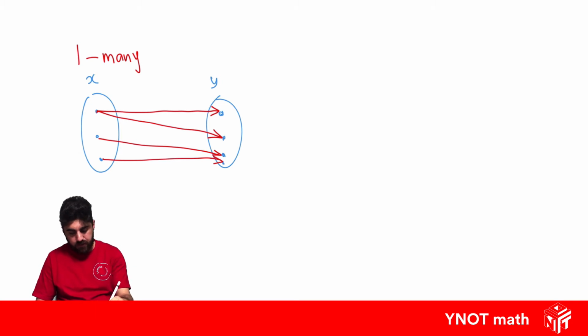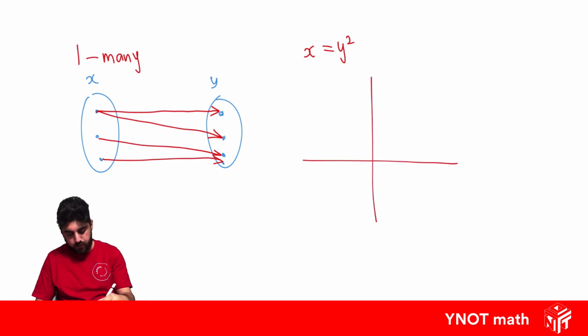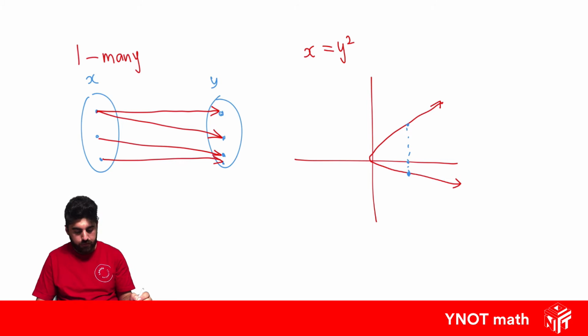And an example of this would be x equals y squared, which is actually a sideways parabola, where you can see here that for one value of x, there's actually two values for y. And this is not a function, because when we draw a vertical line through this function, it cuts it more than once. So we call this a relation.